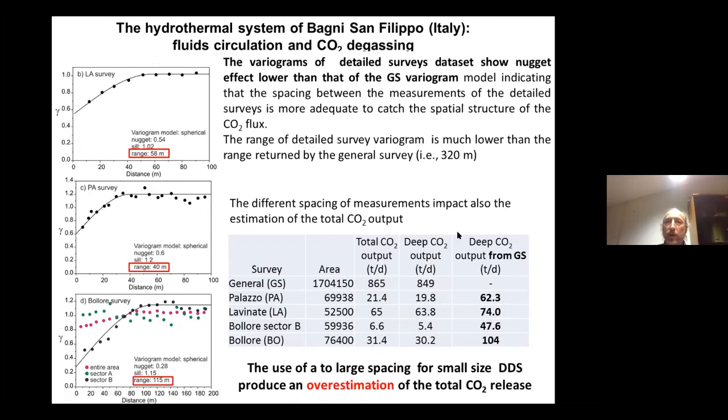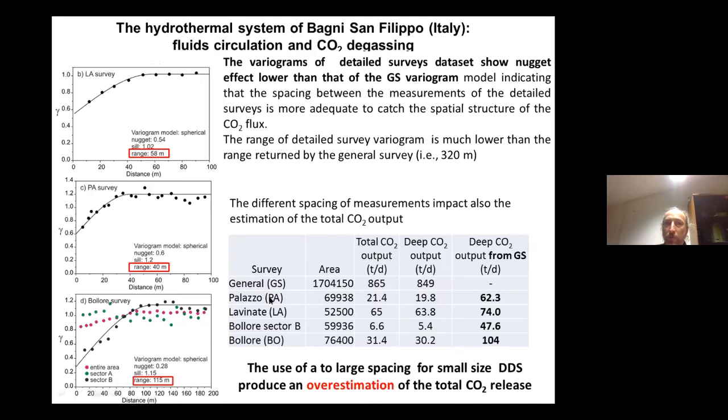For example, if we estimate the total degassing of carbon dioxide from the general survey, we obtain very large values, about 800 tons per day, with the greatest component represented by the deep carbon dioxide. Instead, if we investigate the flux from the same area using the detailed survey, we see a very large difference.